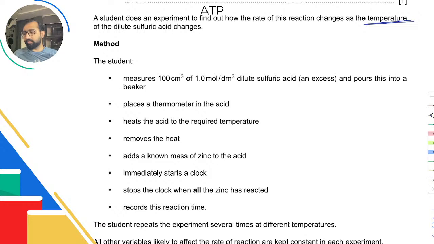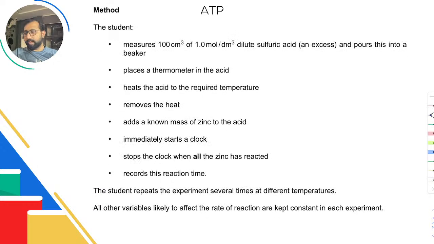Okay, adds a known mass of zinc to the acid. Alright, immediately starts a clock. Okay, stops the clock when all the zinc has reacted. Wait a minute, so he stopped the heat, whose effect he wanted to know, and then added the zinc. This could be a bit of a problem here. Okay, and records this reaction time. So we have caught one mistake of the student right here: he wanted to see the effect of temperature and the temperature started changing. So you need to see the effect of that thing if you want to observe it, but let's see, maybe this should be part of the experiment, let's see.